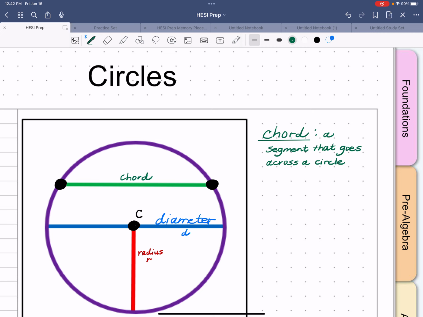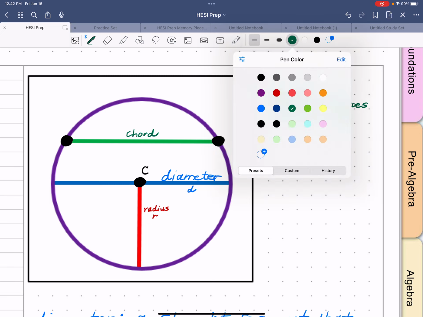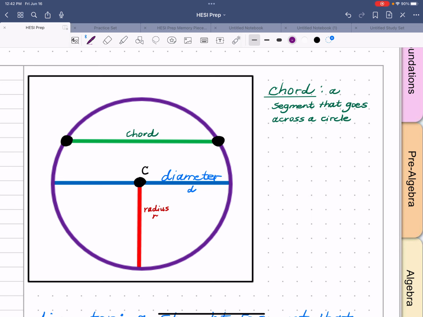The diameter is going to be the widest point of the circle. Okay, there's one more thing I want you to see on this diagram, and then one more term. The purple line is called the circumference.